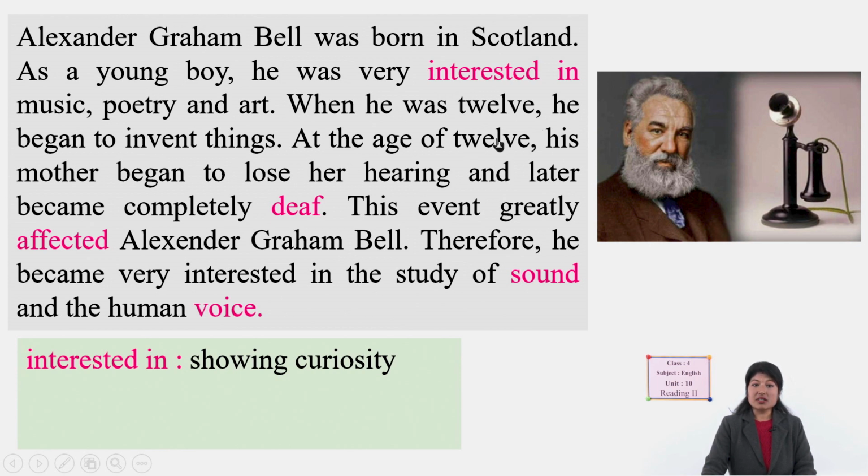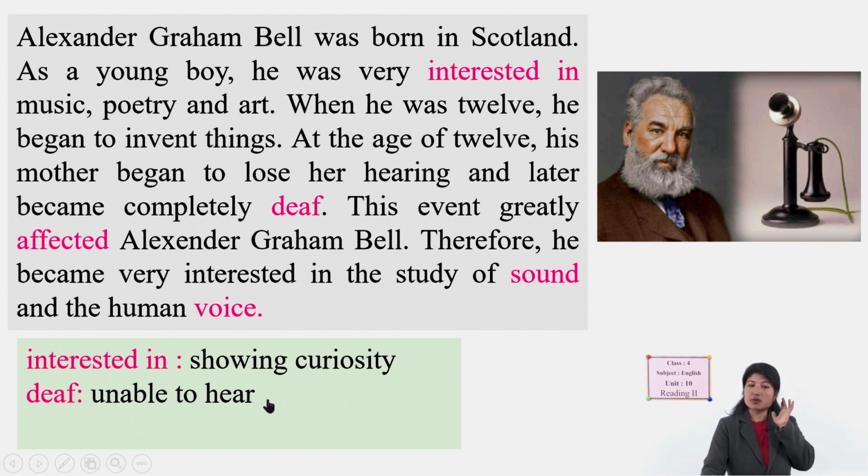And at the same age, at the age of 12, his mother began to lose her hearing and later became completely deaf. He was unlucky in the sense that his mother became completely deaf. Deaf means unable to hear. There was a problem in his mother's ear, and she could not hear completely, and became deaf, unable to hear.